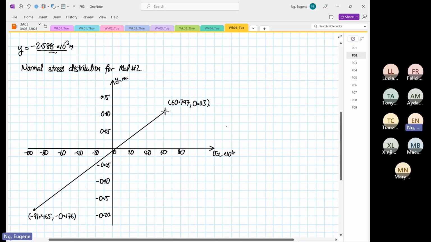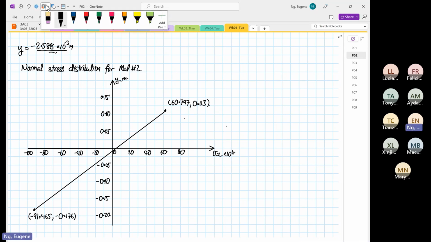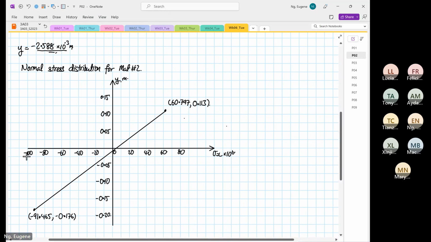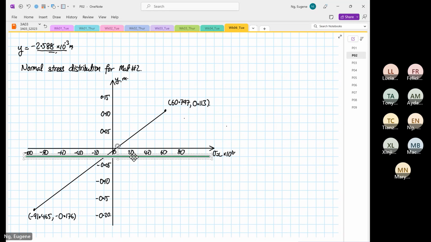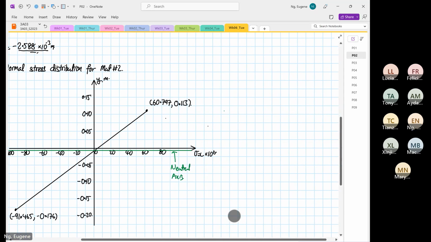So when I sketch this out, you can see there is a shift of the neutral axis from the centroid, right? So this is the new position of our neutral axis. You can see that this is a shift. This green line is our neutral axis. So we just need to form the equation of the line.